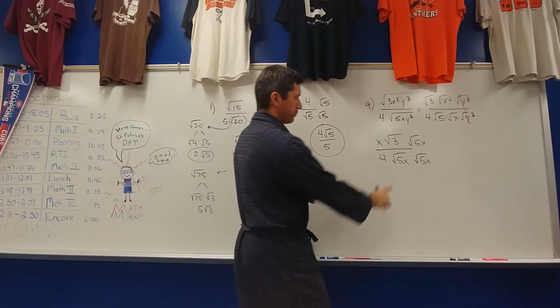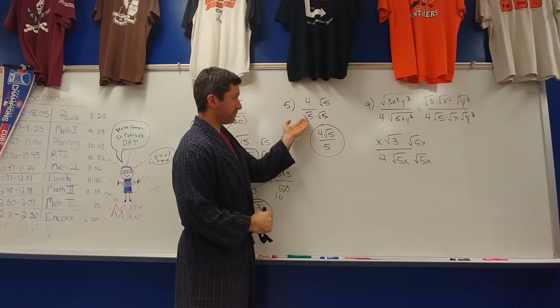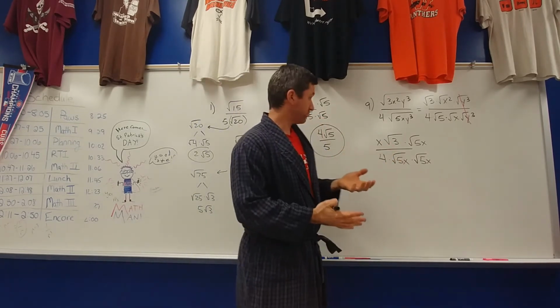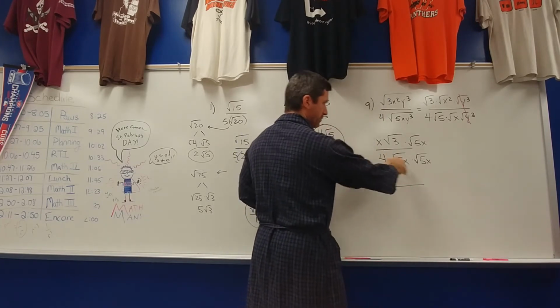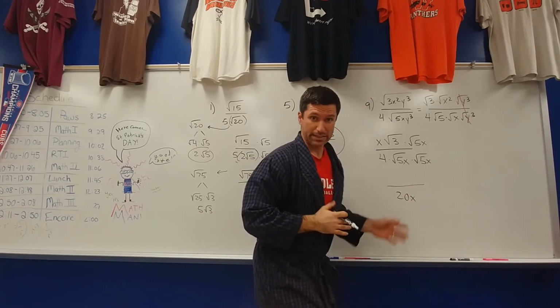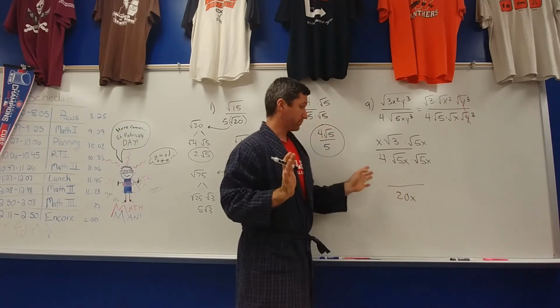Okay, what's radical 5x times radical 5x? Well, over here, radical 5 times radical 5 was 5, so it just must be 5x. So let's go with that. So we've got 4 times 5x. Can I just write that? Is that okay? 4 times 5 is 20, and there's an x there. Okay, I think we're good.